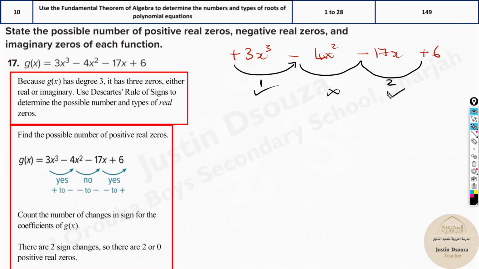You can write anything, yes, no. I just write tick and cross, it's fine. So two sign changes are there, right? That means for this original equation, two sign changes means there can be a maximum of two positive real zeros, not imaginary, real zeros. This is the first case.